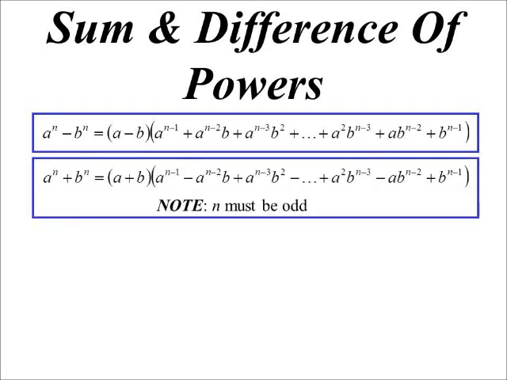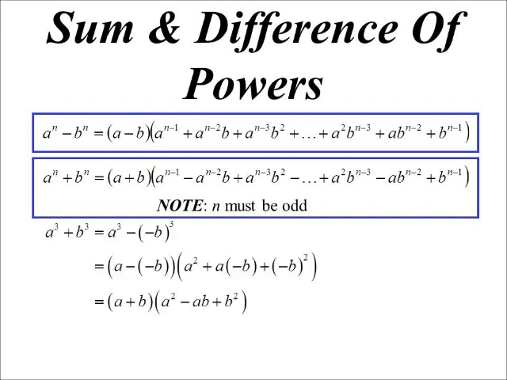When we have plus, there's a similar sort of pattern. In the first parentheses we have a plus b, so it matches the type that you're factorising. But in the second one, now the terms alternate between positive, negative, positive, negative, and so on. But this one only works if n is odd.